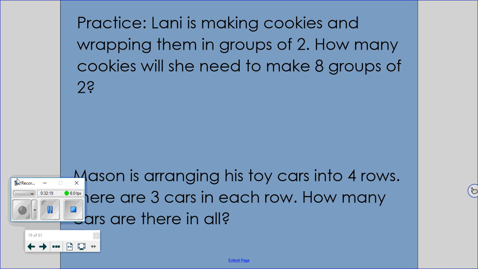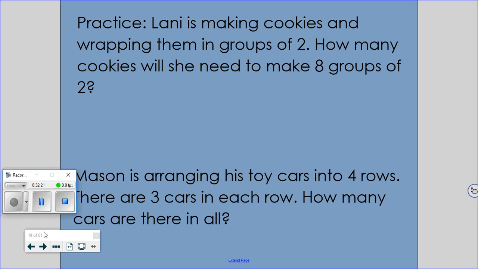Working on some practice problems. Our first practice problem says Lainey is making cookies and wrapping them in groups of 2. How many cookies will she need to make 8 groups of 2? What am I even counting in this problem? I need to know my unit. Gia, what are we counting? That's not an item. What item am I counting?